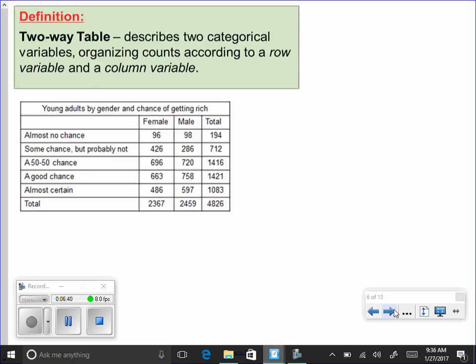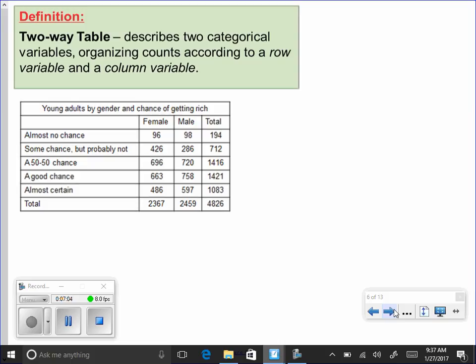So the next type of data or distribution we're going to look at is called a two-way table. And this describes two different categorical variables. And so you're going to have counts in the rows and in the columns. So if you notice in my example, it says young adults by gender and chance of getting rich. So in this case, we have two variables. Since it's a two-way table, two variables.